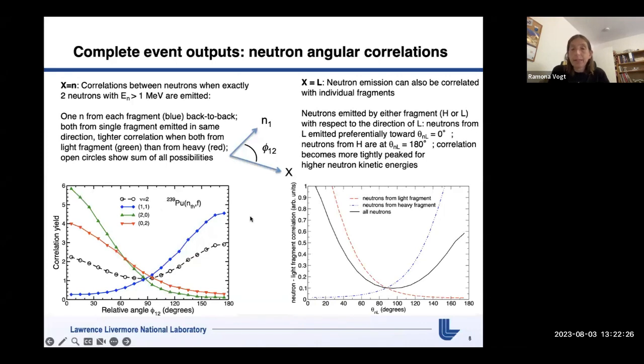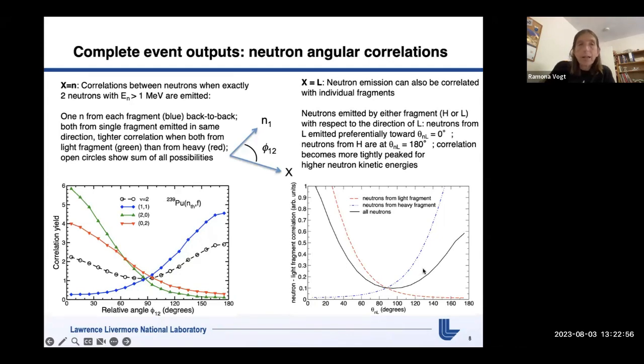velocity. And then the same thing you can sort of see over here. If you have a neutron that's emitted from the light fragment, it's following the light fragment. So it's got a peak over here towards 0 degrees. If it's following the heavy fragment, it's moving in the opposite direction of the fragment, of the light fragment, and then the combination of the two is this kind of curve.